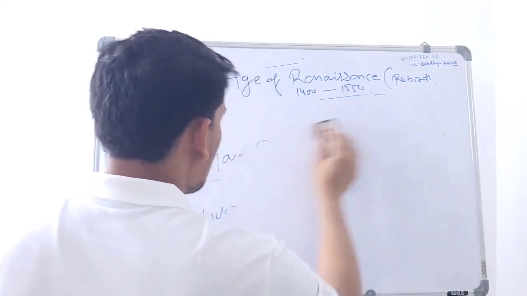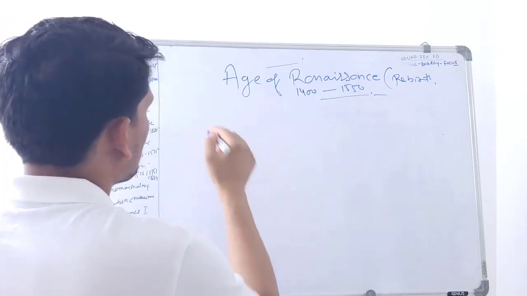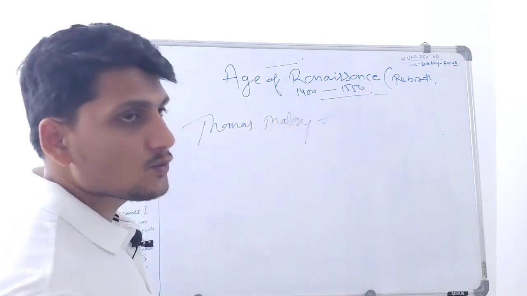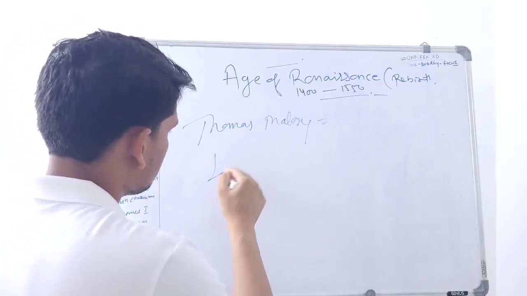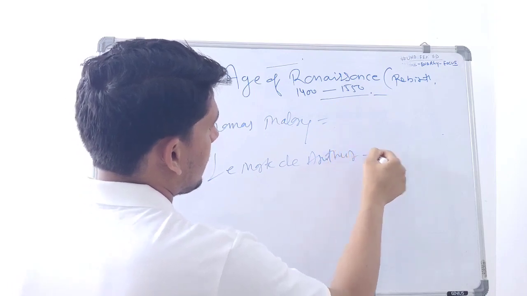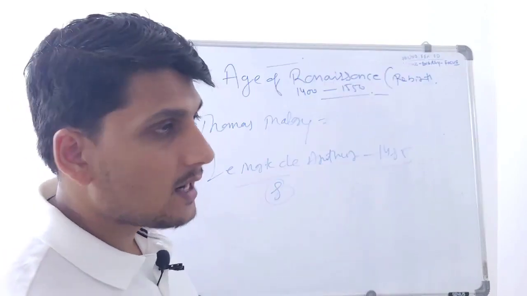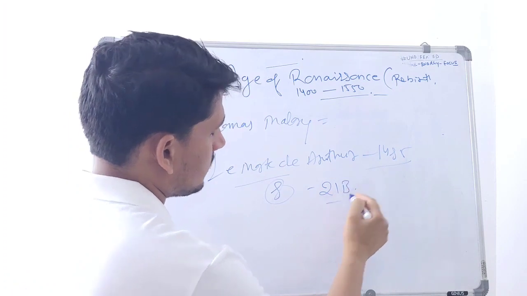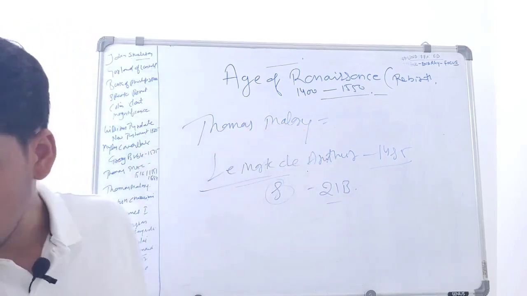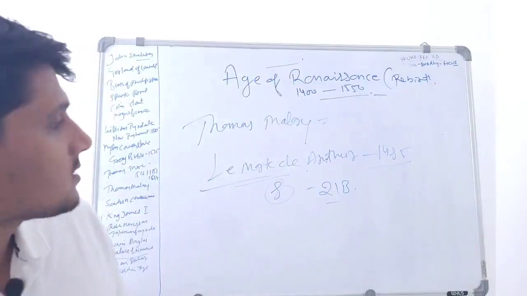Now, after this, we come to the main writer of this age, that is Thomas Malory. Thomas Malory is famous for his work called Le Morte d'Arthur, published in 1485. He wrote this work in 8 books, but William Caxton divided it into 21 books. It means the death of King Arthur. So it was about King Arthur and the Knights of the Round Table. That's what this work is about.